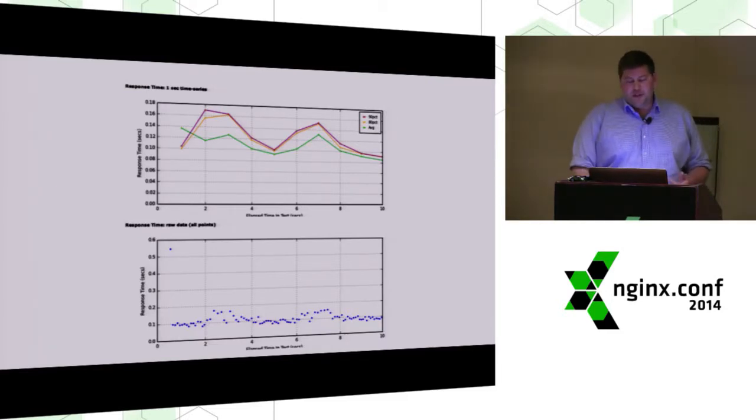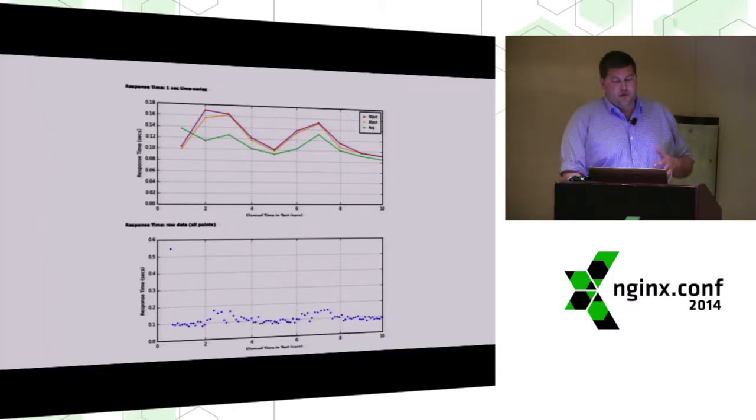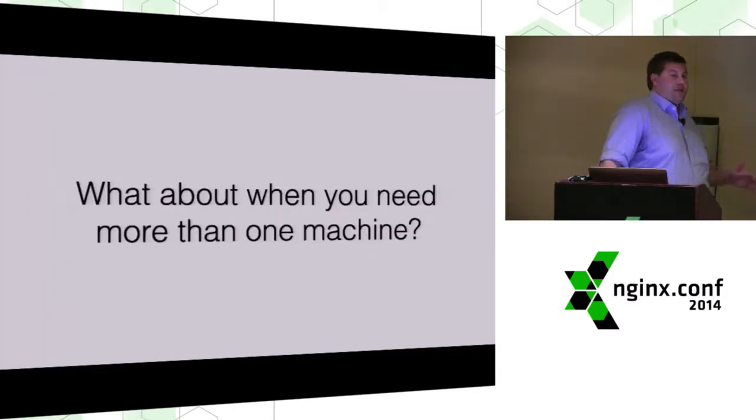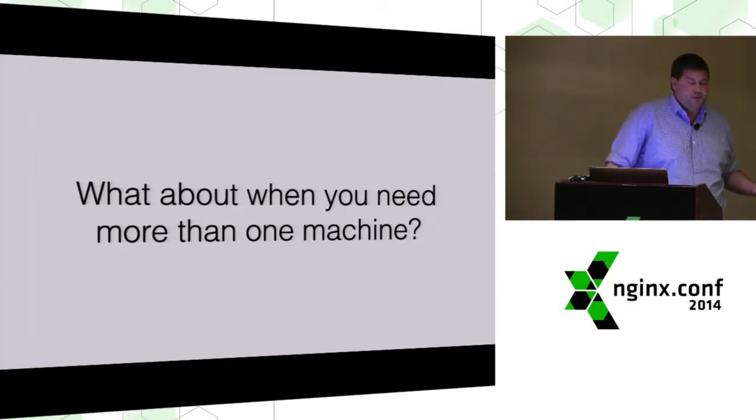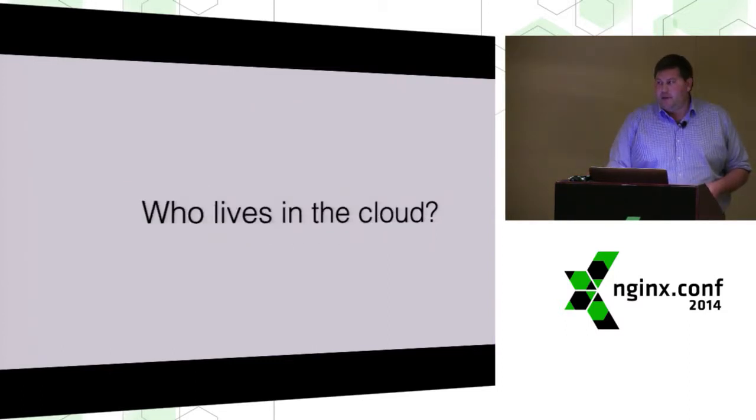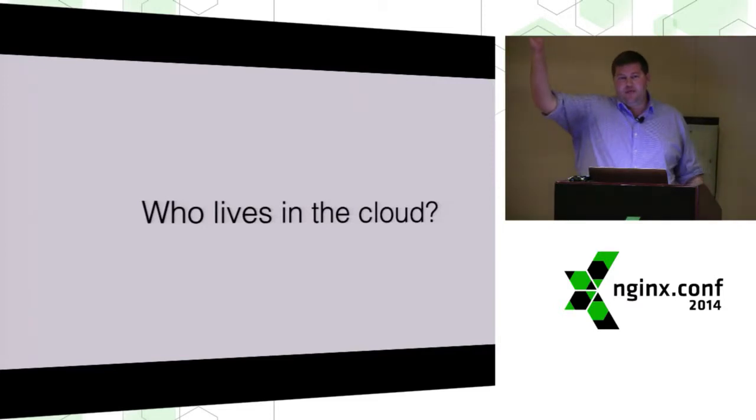Now, most of the time, this will cover you for most applications. But the reality is, what happens when you need more than one machine? What happens when you need to generate traffic for a load balancer that has 1,000 app servers behind it, or a large deployment? So what happens when you need more than one machine? And then by a show of hands, who lives in the cloud? Who can just turn on more instances as demand increases, right?